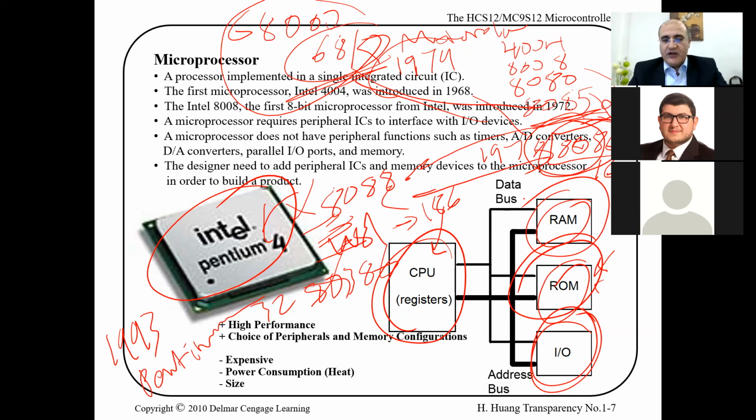It's a processor, but it's a very high performer. It has very high performance. You have flexibility to interface it to whatever you want. It is expensive, power consuming, gets a lot of heat, and it has a big size, honestly.